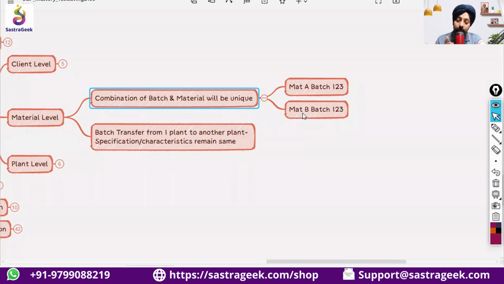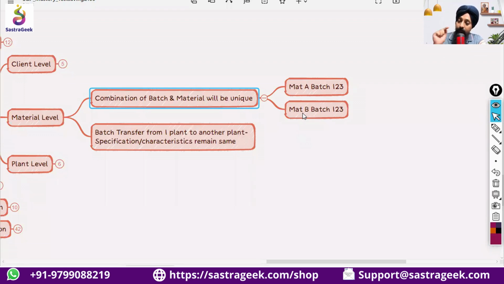The same way, we don't just say INWH storage location, what is the stock? We say in plant 1710, in INWH storage location, what is the stock? So the plant and storage location combination is unique. The same way, if you maintain at the material level, your material and batch combination would be unique.